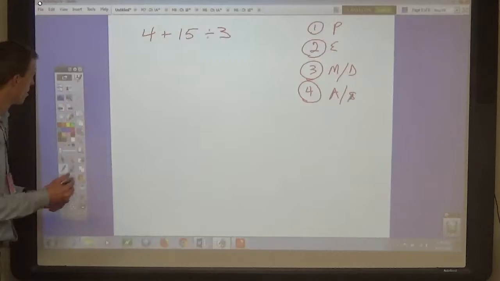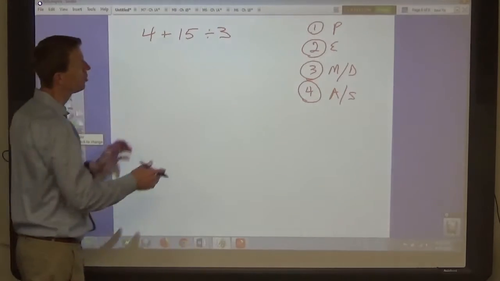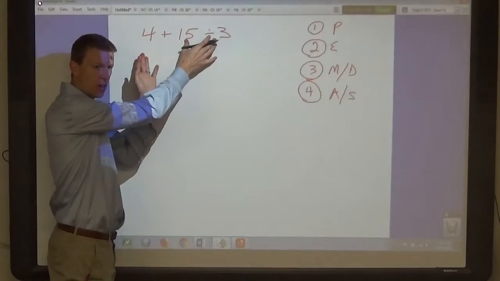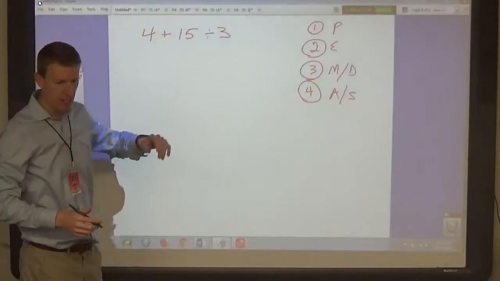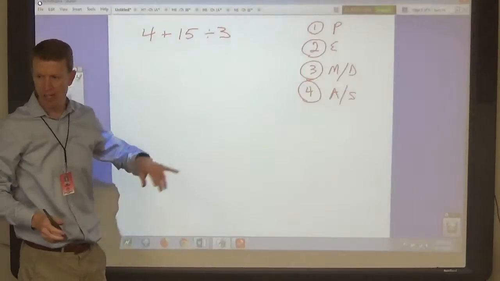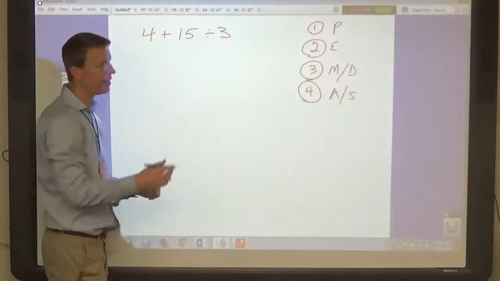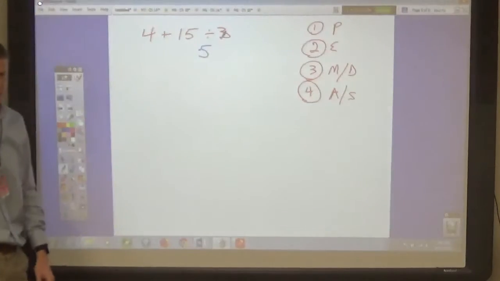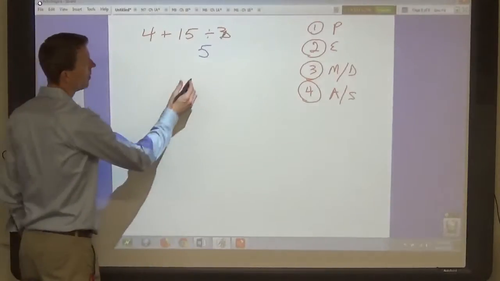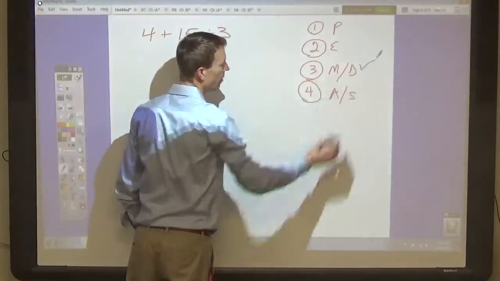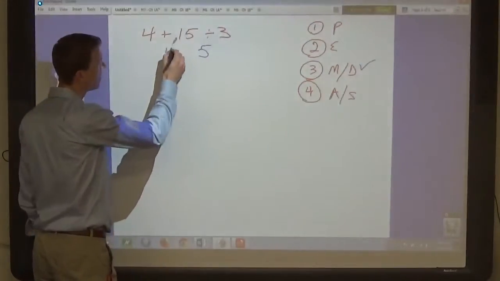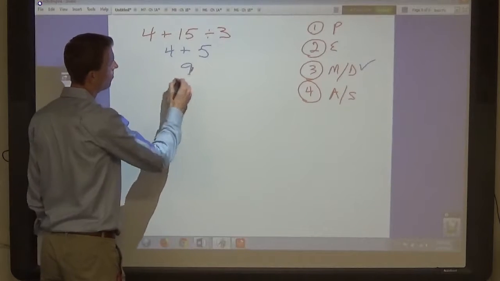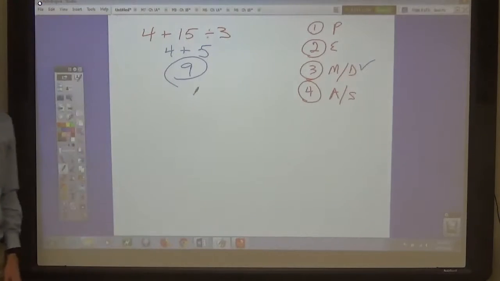Then you have to show your work by writing the answer underneath the numbers that you're using or the operation that you're completing. So 15 divided by 3 is 5, and you write the 5 underneath the 15 and the 3. That completes step 3. So now we can go on to step 4. Okay?